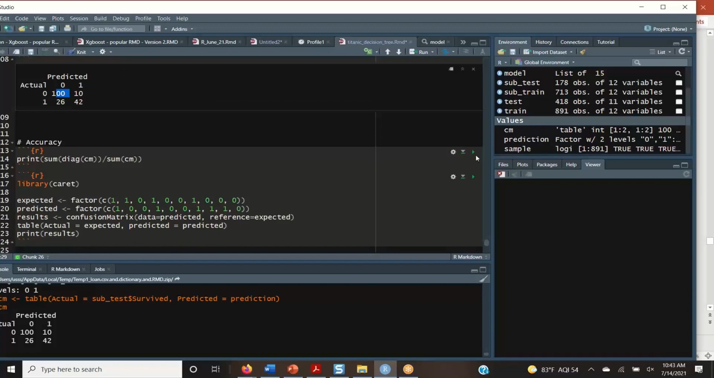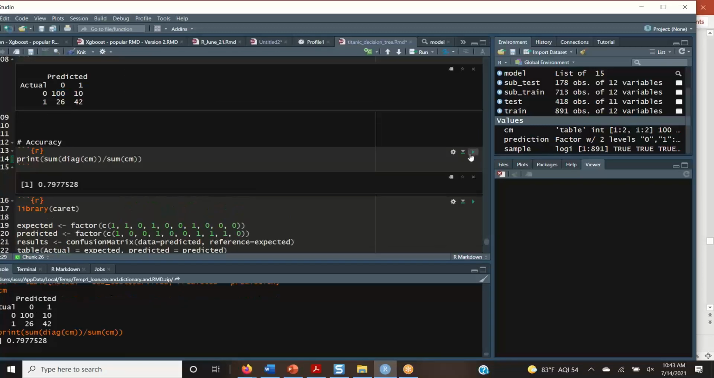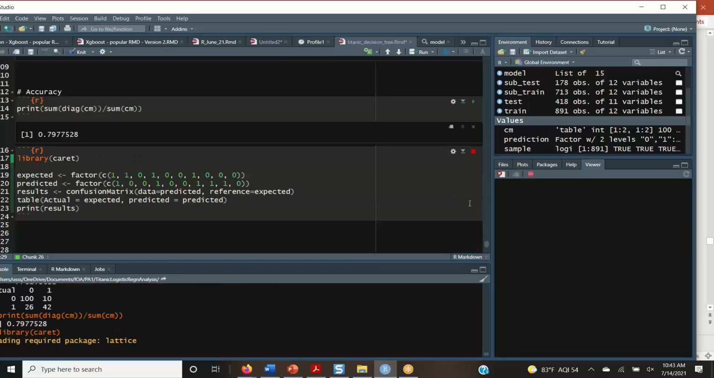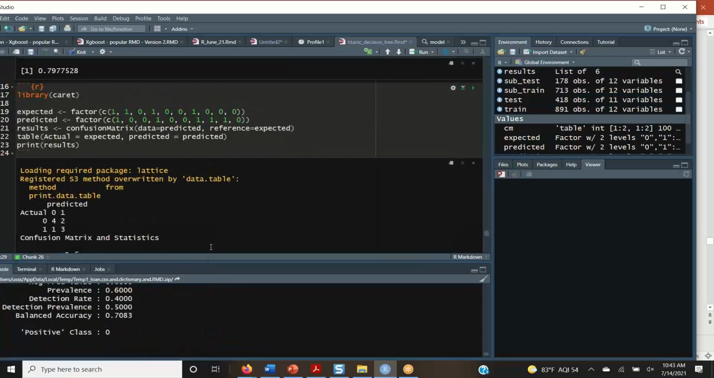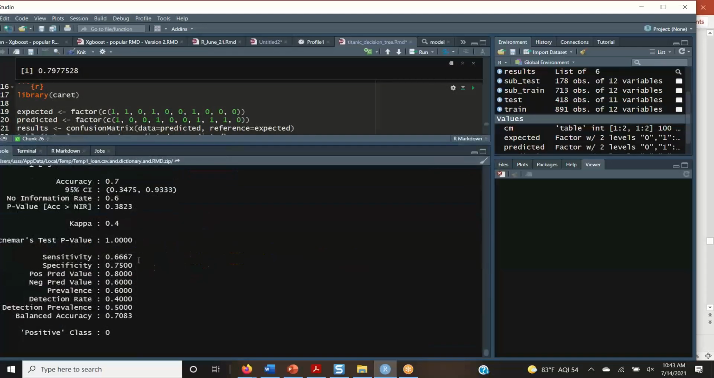So let's do this. And it says accuracy is 79%. Okay, let's do this one. This is working. Wow. So I got the confusion matrix here. You see, accuracy is 70%. The 90% confidence interval around accuracy is 35% to 93%.